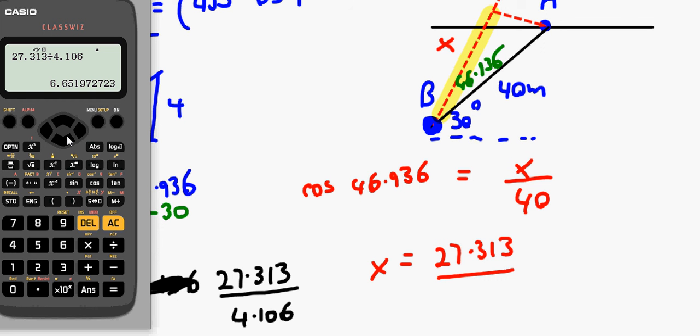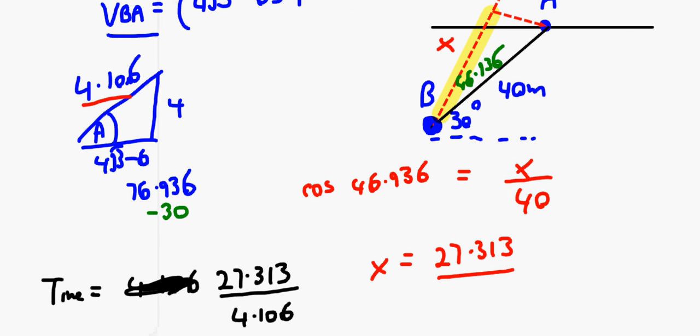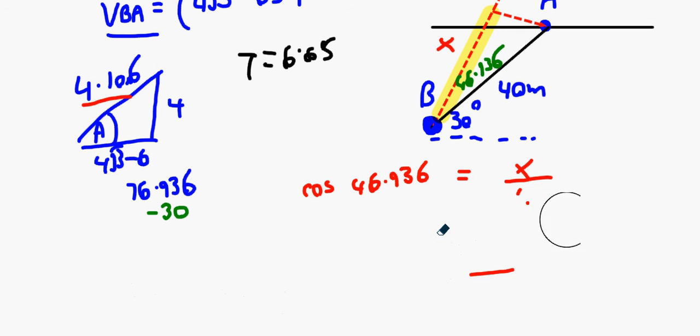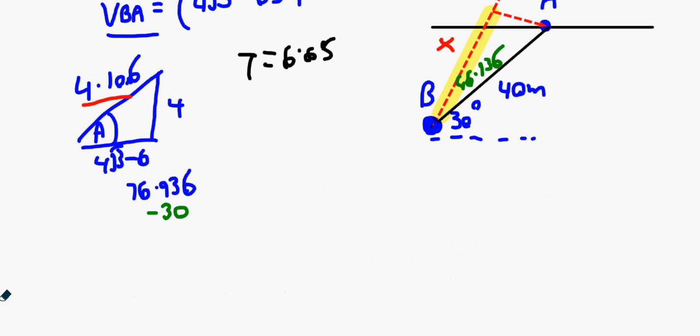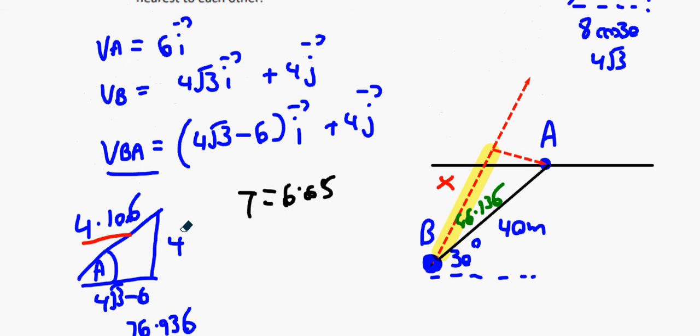Is that right? So here's what we're going to say. 6.65 seconds. Alright. So I'm going to take that time there. T equals 6.65. And here's what I'm going to do. I'm going to bring it back up here, back to its initial diagram, and get rid of all this nonsense for a minute.